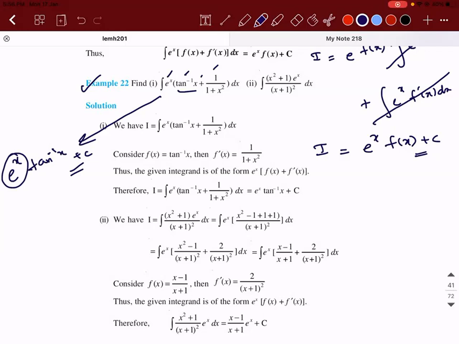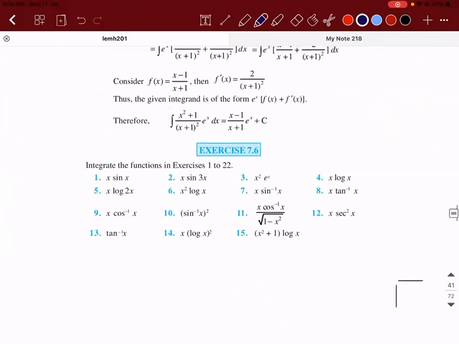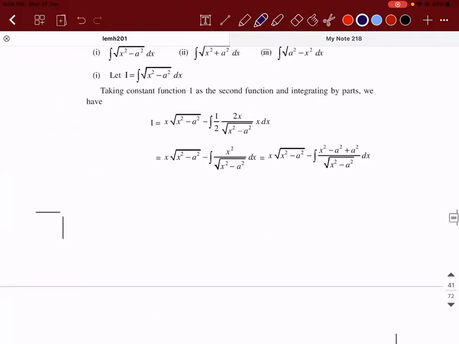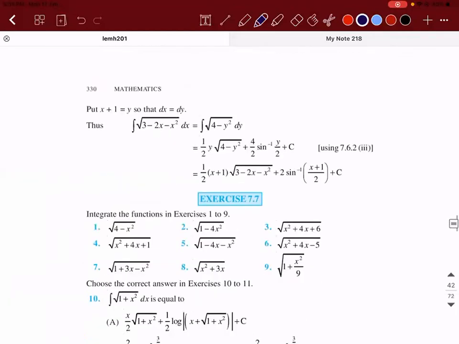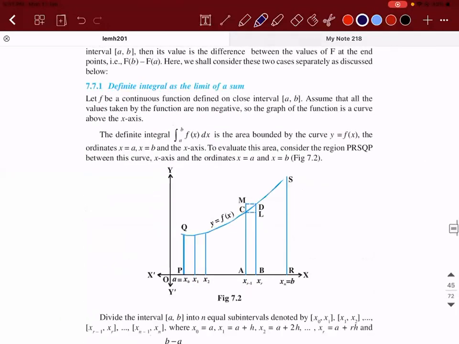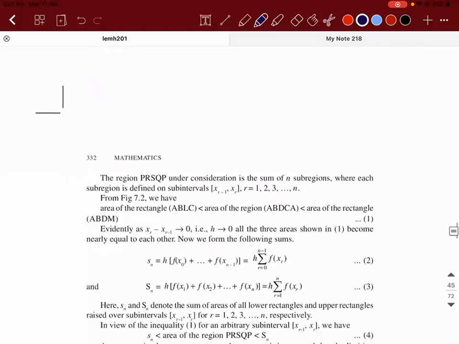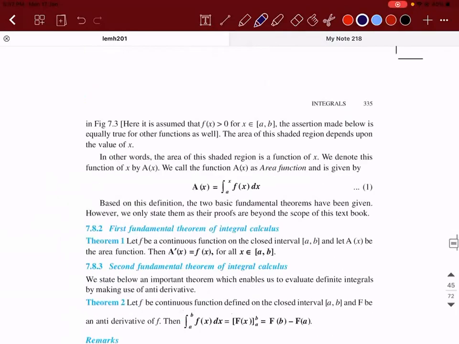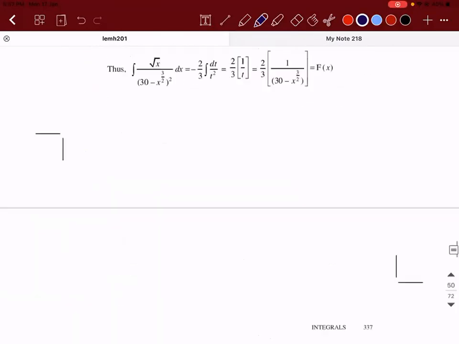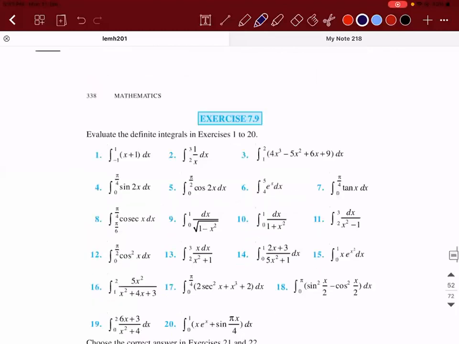Yes, sir. So that's it from my side for today. In tomorrow's class, we'll solve this exercise and go to 7.7, that is integrals of some more types. Then we'll go for definite integral. I don't think you have the limit as a sum. In definite integral, we'll directly go with the area function. 7.9. We'll directly go to 7.9. With that, this chapter is over.